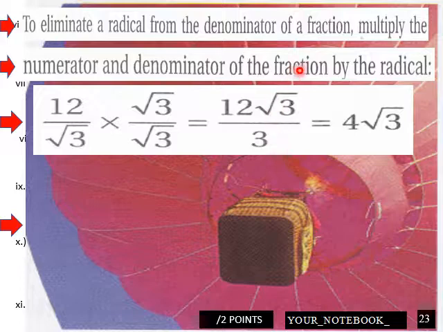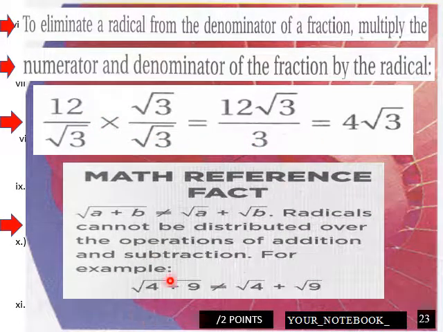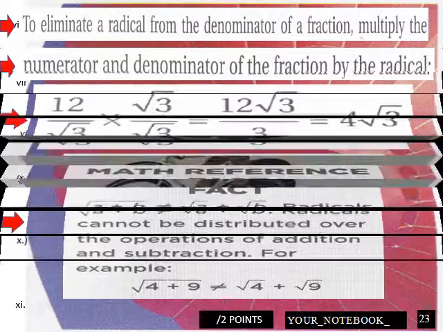To eliminate a radical from the denominator of a fraction, multiply numerator and denominator of the fraction by the radical itself. To rationalize the denominator is really what that's called. And then here is a reference fact over the operation of addition. For example, the square root of 4 plus 9 does not equal the square root of 4 plus the square root of 9.